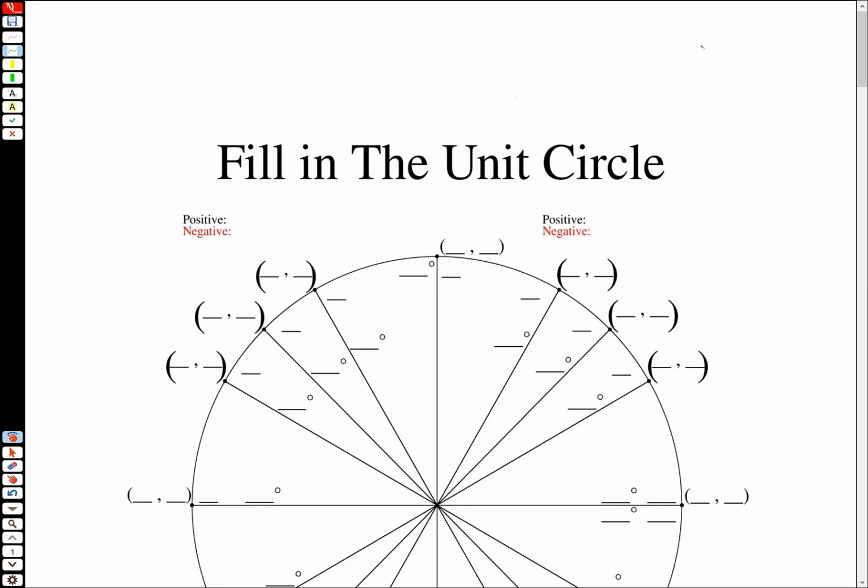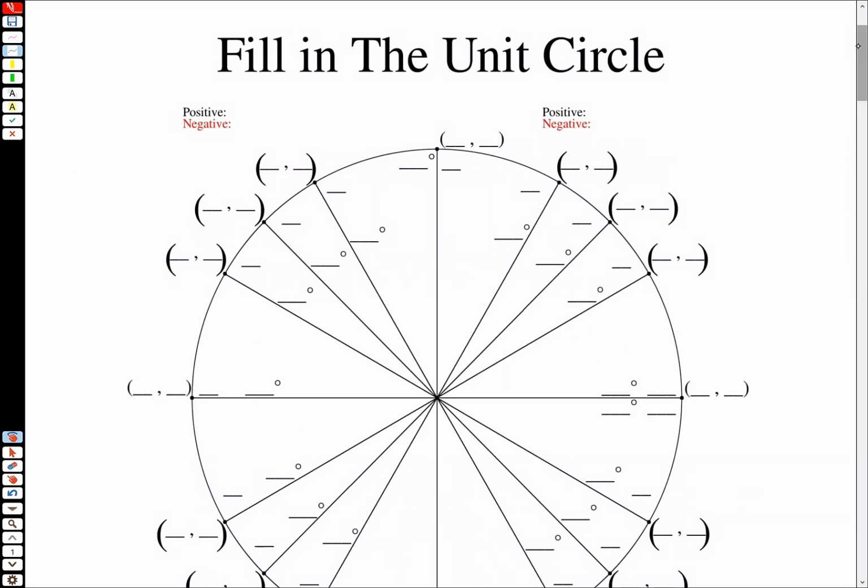Hey everybody, welcome back. Today we're going to be talking about the unit circle. Hopefully you remember this from geometry or trigonometry. Today we're going to concentrate on setting this up and in particular figuring out what happens here in the first quadrant. Before we get to that, just a little bit of setup.